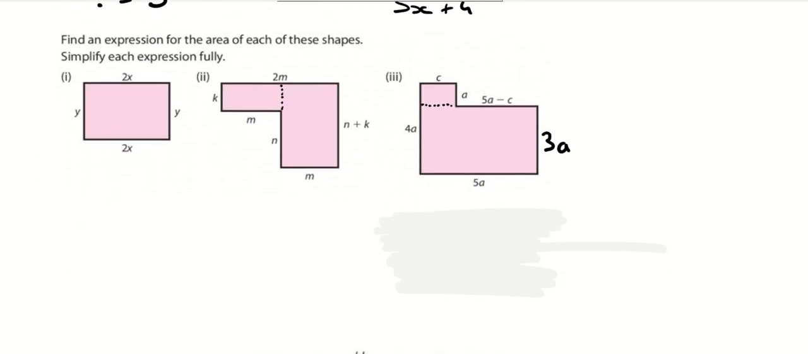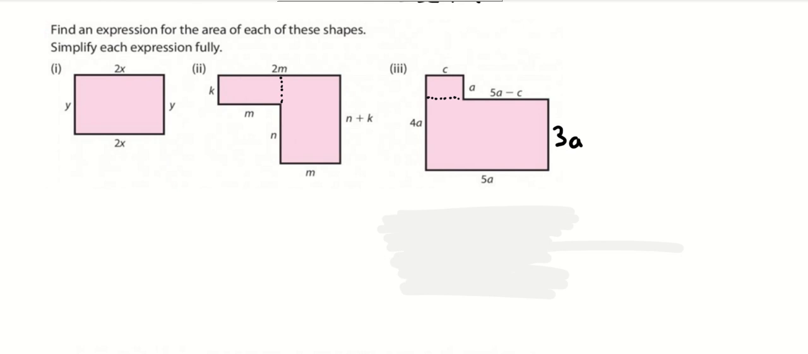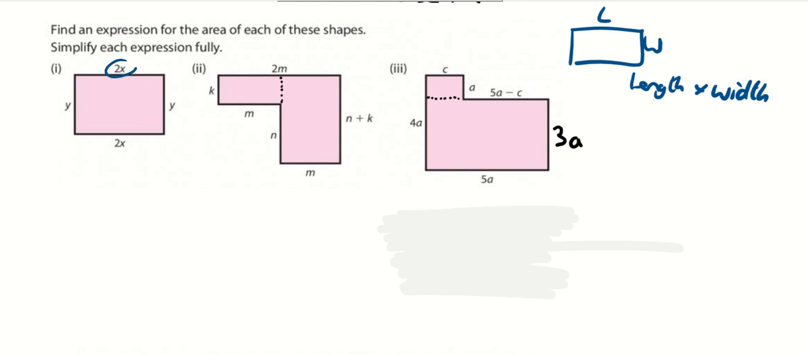Now, this one is saying find an expression for the area of each of these shapes. We've done perimeter and we've done length. Now we want to do area. Remember, if you've got a rectangle, the area is the length, that's not how you spell length, L-E-N-G-T-H, times width. So you do the length times the width for a rectangle. Here you can see clearly the length is 2x and the width is y. So 2x multiplied by y. And remember, when you have letters and numbers together, it simply becomes 2xy.